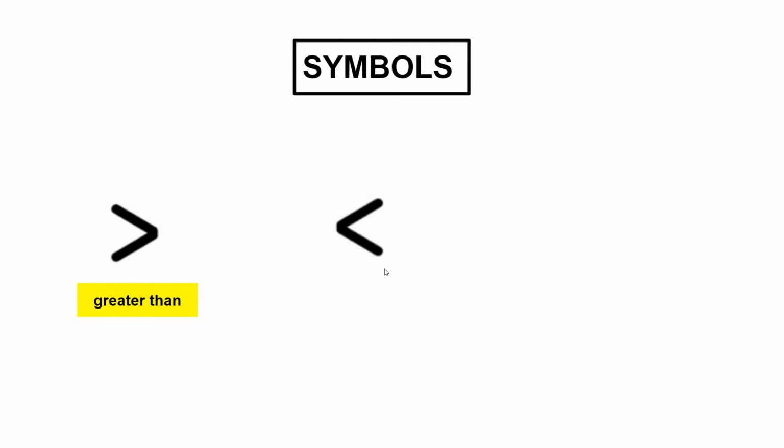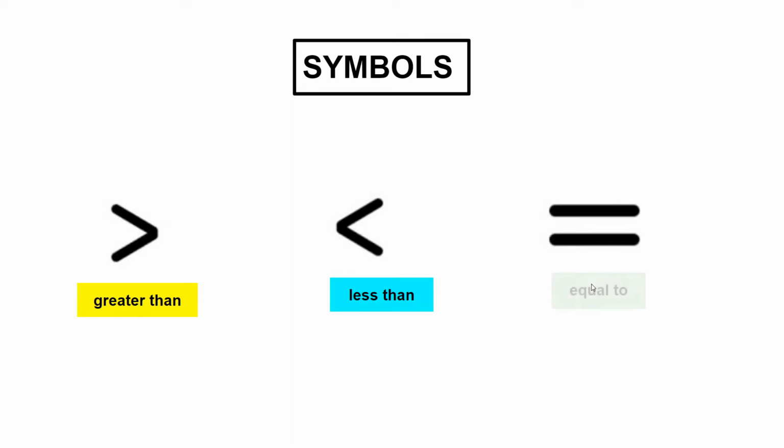This one is the less than symbol. We're using this symbol when a number we're comparing is less than, or has a lower value than, another number. The last one is the equal to.